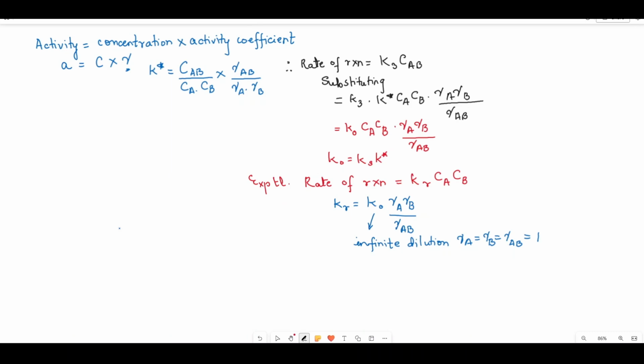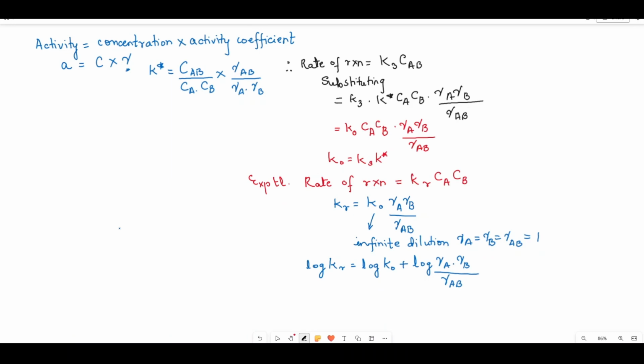Now, taking logarithms, log of Kr is equal to log of K0 plus log of activity coefficient of A, activity coefficient of B divided by activity coefficient of AB.